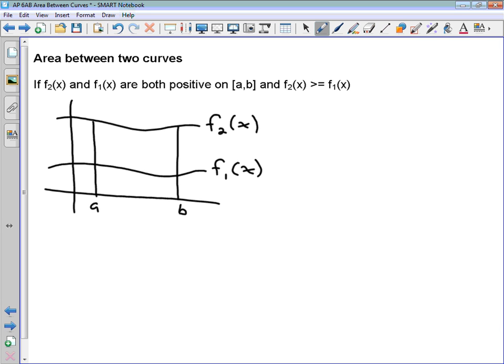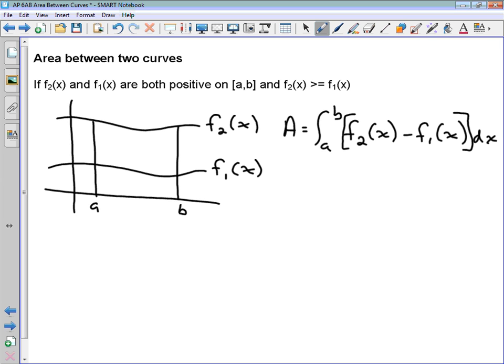How else can we think about this integral that we're trying to do here? Integral from a to b, f2 of x minus f1 of x dx. Well, we also learned that you can take these integrals where you've got a difference of two functions, and you can split it up into two separate integrals.